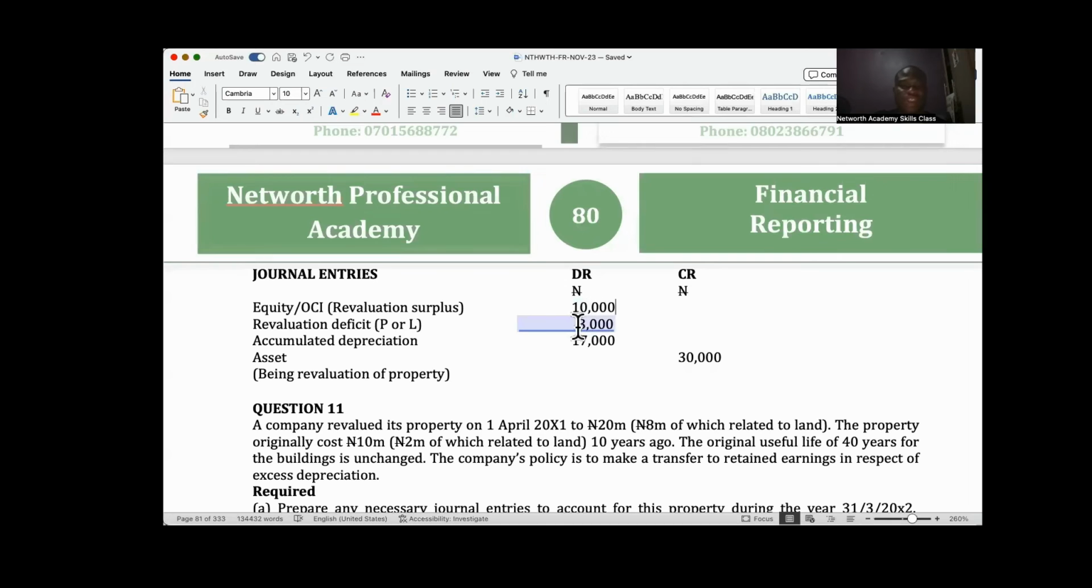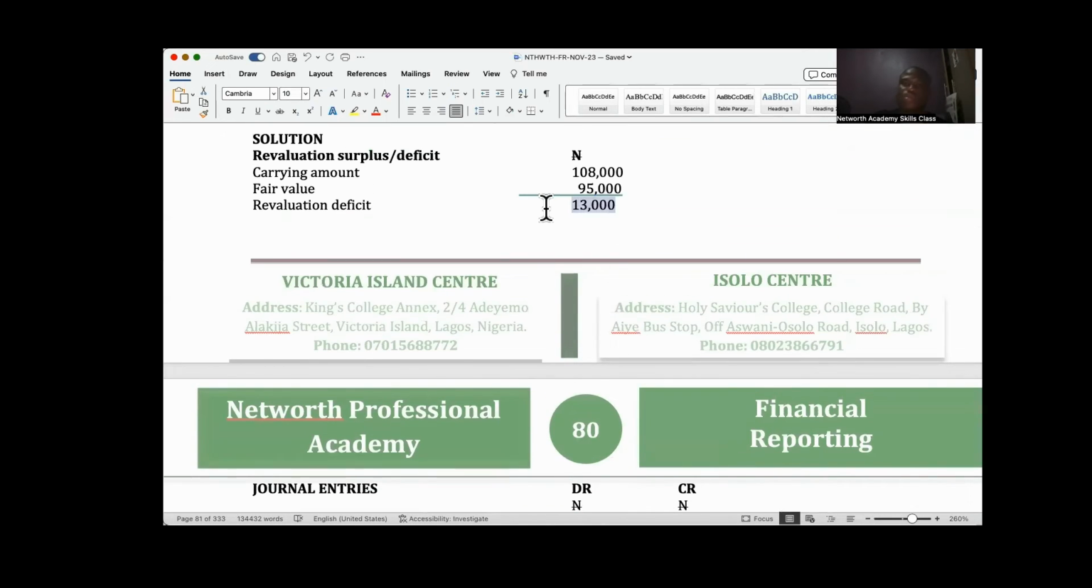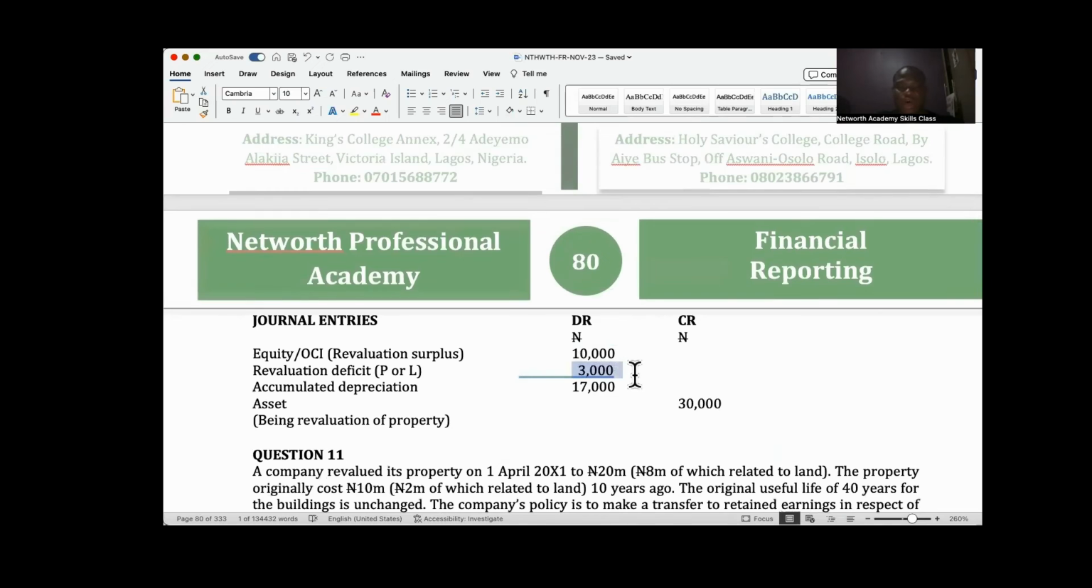And there is a remaining 3,000, meaning the excess of this 13,000 over that 10,000 that has been written off. That is the one that will now follow its natural course and go to P&L, and we call it a revaluation deficit.